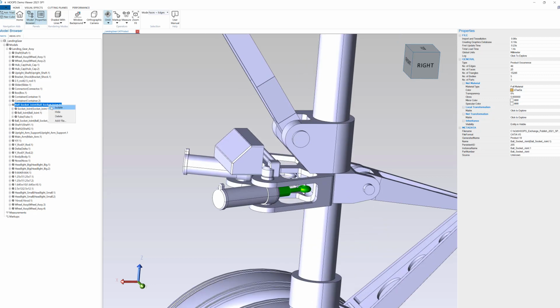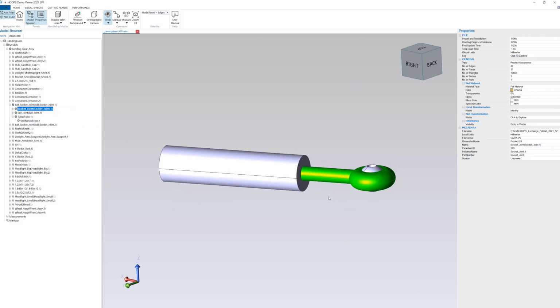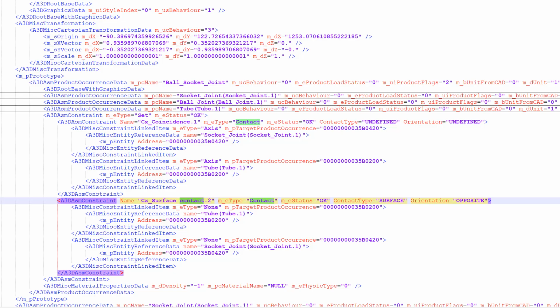Let's isolate that. And it has three constituent parts: socket joint, ball joint, and the tube. When we load that, we also can load the constraint information. And we're looking at that here. So this is all the metadata behind that assembly.